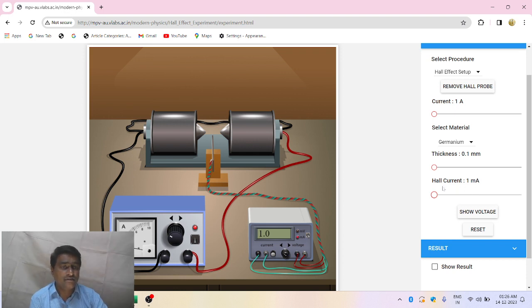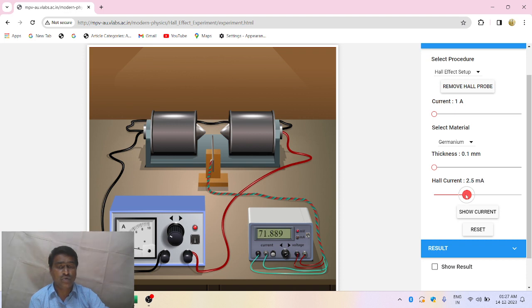Then first, for 1 milliampere of current, the voltage is 28.756. We have to note this down. Then we increase the Hall current in steps of 0.5 milliamperes. Next one is 1.5 milliampere; for 1.5 milliampere of current, the voltage is 43.133. Then we increase to 2; for 2 milliampere current, it is 57.511.